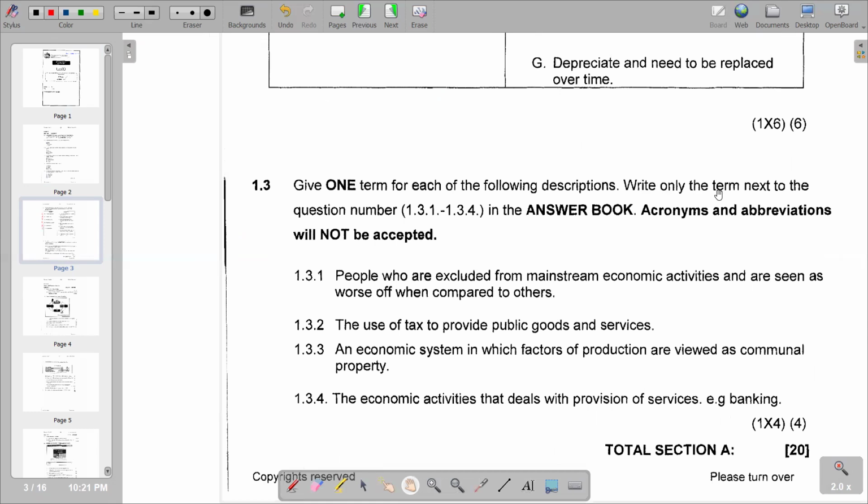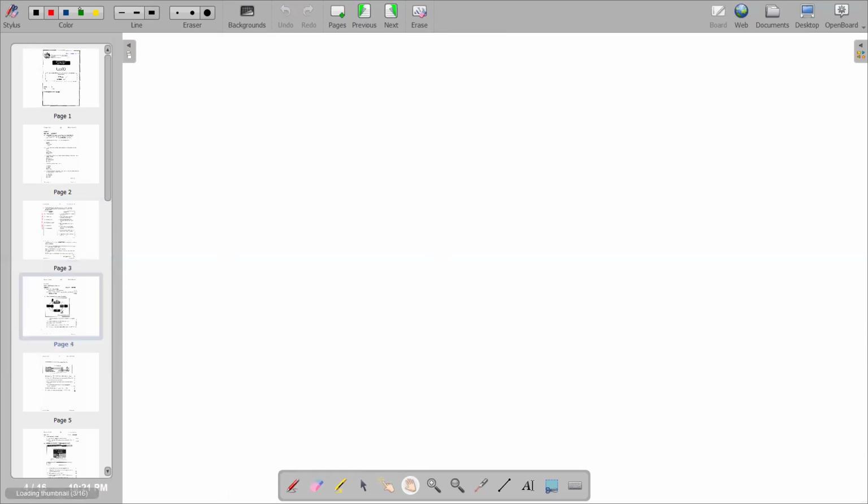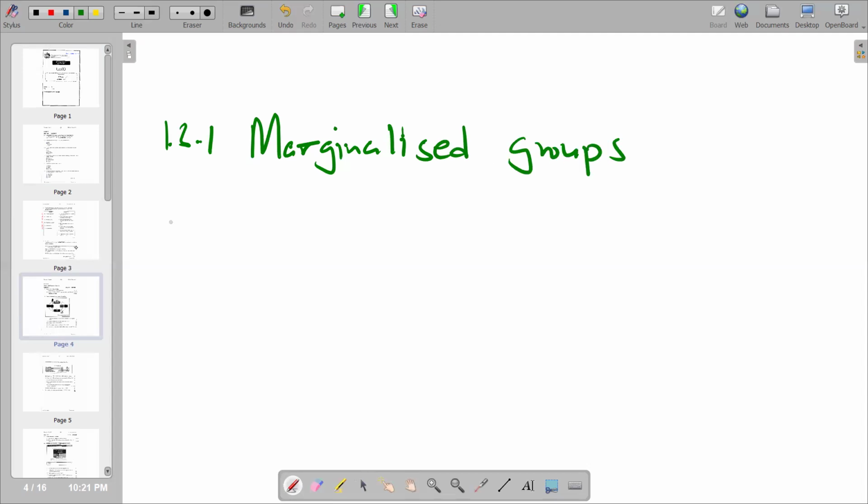Then we go to 1.3. Give one term for each of the following descriptions. Write only the term next to the question number, that is 1.3.1 up to 1.3.4 in the answer book. Acronyms and abbreviations will not be accepted. So we can take note of that. Then 1.3.1, people who are excluded from mainstream economic activities and are seen as worse off when compared to others. So we see that 1.3.1, these are called marginalized groups. We are saying the correct response that we have is marginalized groups.